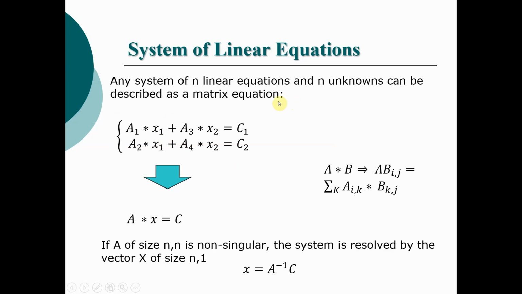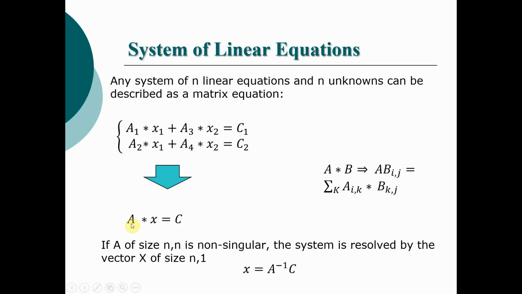In this case, it would be A1, then A3, then in the second row, A2 and A4, which is going to be multiplied by the vector of unknowns, a column vector with x1 in the first row and x2 in the second row. This is going to be equal to the right hand side vector, which is again a column vector, equal to c1 and c2.